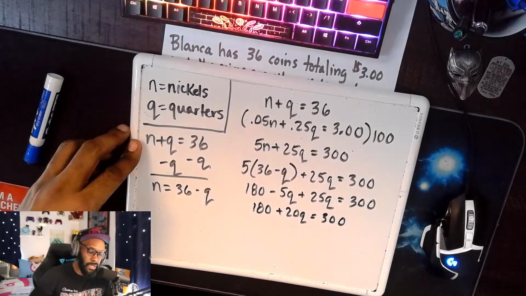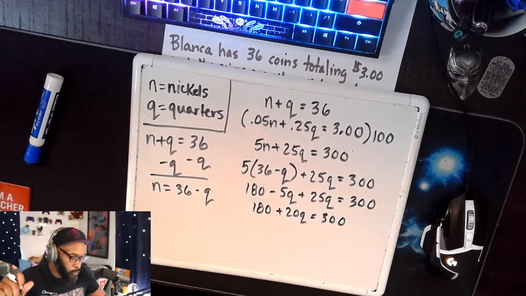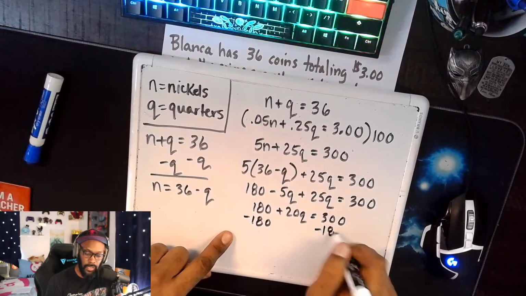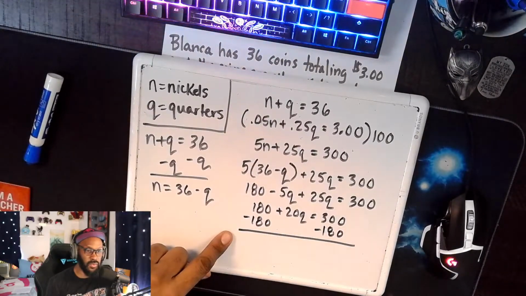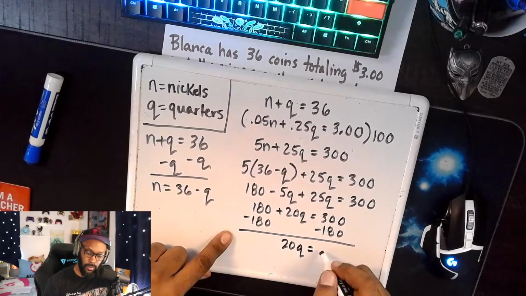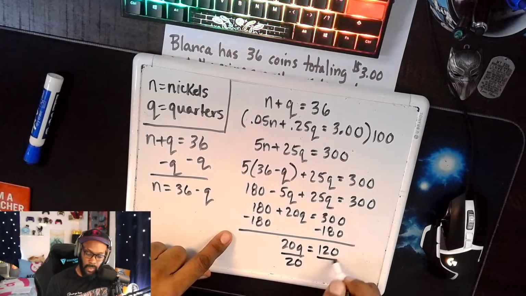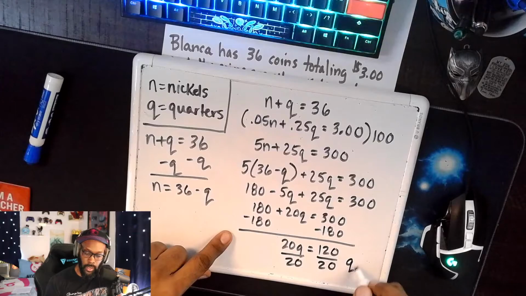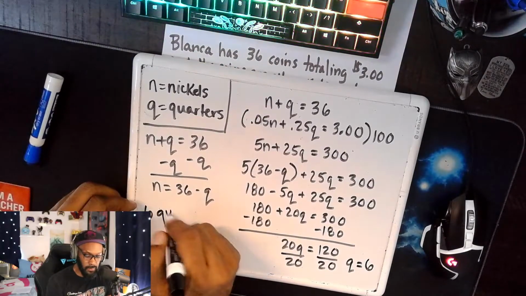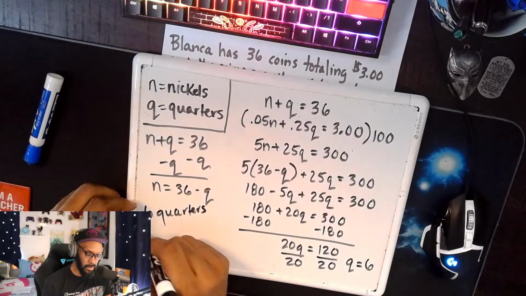Don't solve for that q yet. We got to move things out of the way. So let's move them. You got this minus 180. Boom. Over here, the equal sign says whatever you do to one side, you got to do to the other. 20q equals 120. You got it. Divide that 20 out. Q is 6. So that means we got 6 quarters. That means 30 nickels.